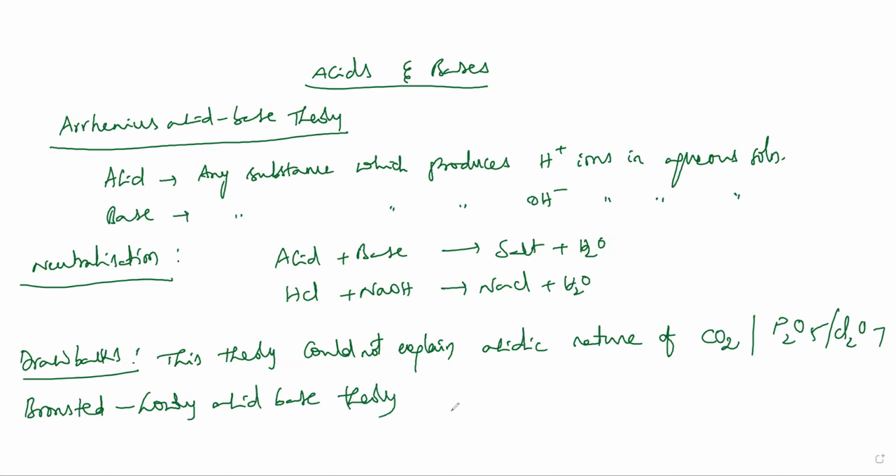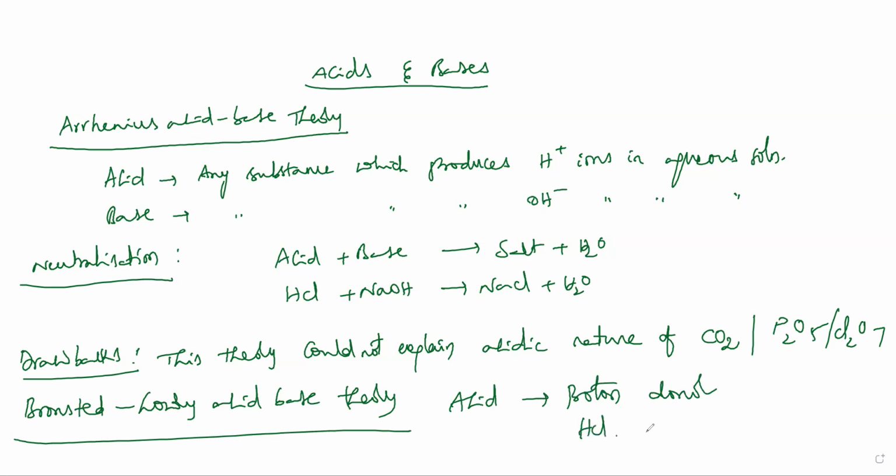Now, according to Bronsted, what is an acid? Proton donor. Proton donor, that means which can donate proton, like HCl, H2SO4, H3PO4. So all these substances can donate proton. So they're all considered as acids. Next one will be base. What is a base? Proton acceptor. So this is considered as a base.